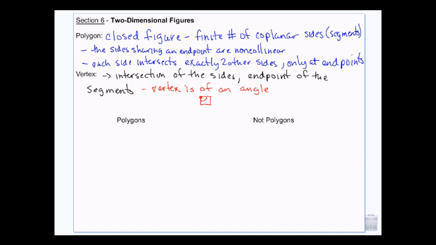So examples of actual polygons. Okay. We can have triangles. Let me make it pretty. Okay, a triangle is a polygon. Trapezoid, you can have things that do things like that.